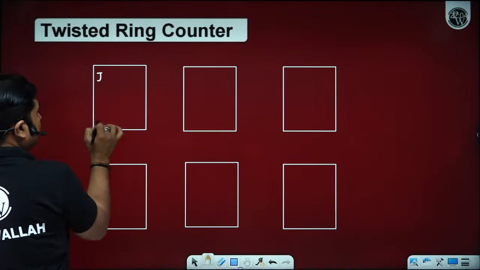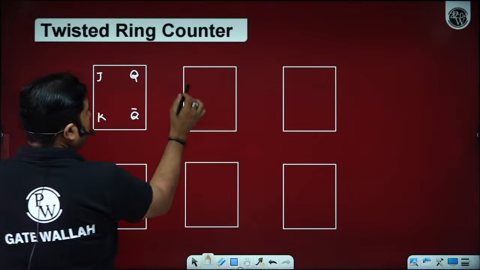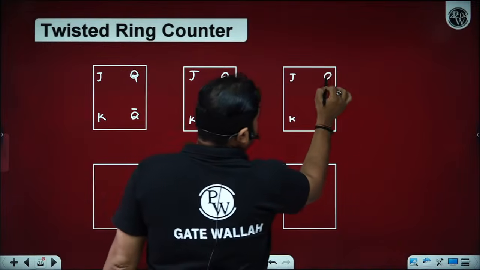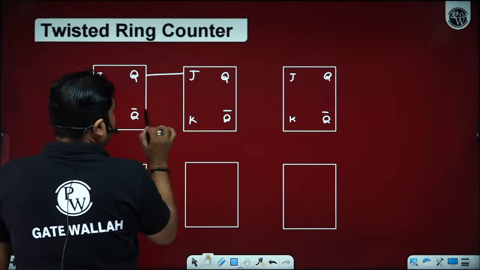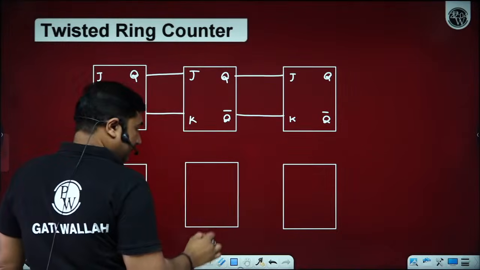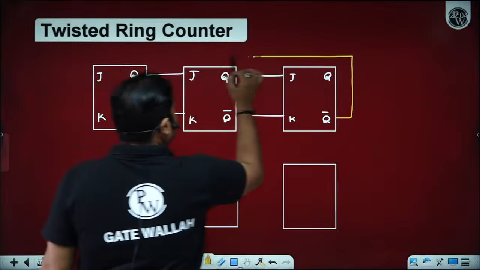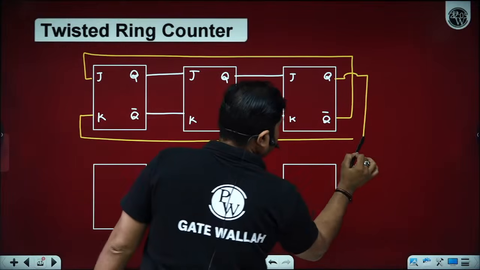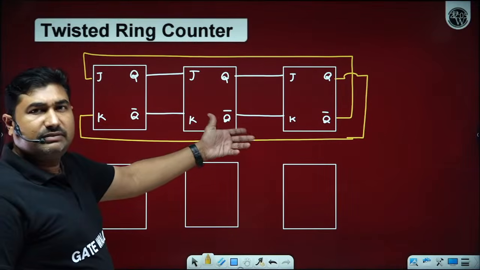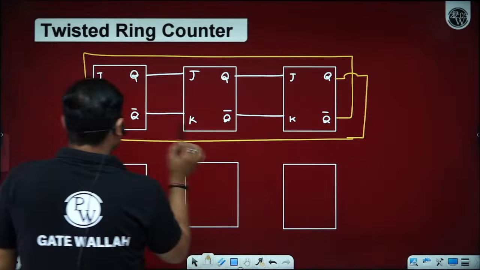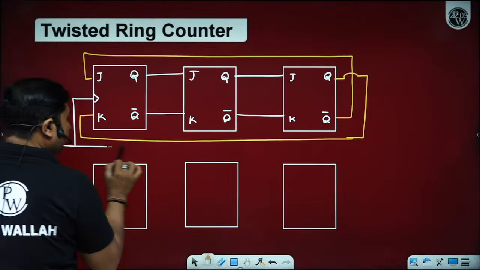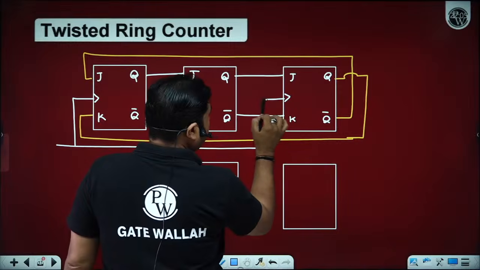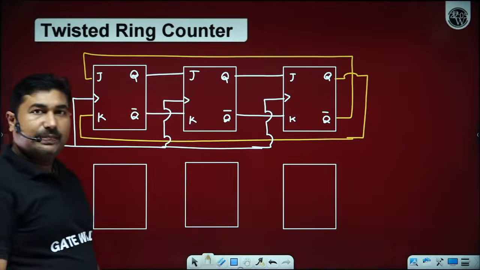Please observe, if you are using JK, then the twisted ring counter is like this. You can choose any one of them as the MSB or any one of them as the LSB, because for synchronous sequential circuits, the designer needs to define the MSBs or LSBs. Okay?